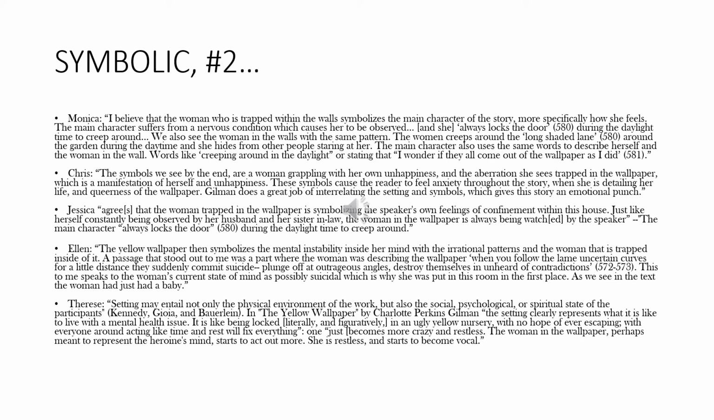I mean, the outcome, as Ellen just said, that she's anticipating here is suicide, the suicide of the woman in the wall, and also of herself, because of course the woman is in a sense a projection of her own feelings and her sense of her own condition, even though she doesn't recognize the woman in the wall as such for a long time. You could argue that maybe she never really does. But it's interesting, isn't it, that the uncertain curves are what are said to suddenly commit suicide, plunging off at outrageous angles, destroying themselves in unheard of contradictions.